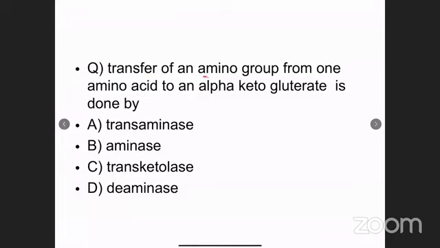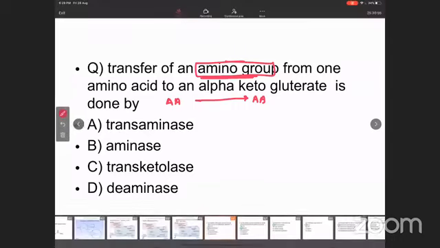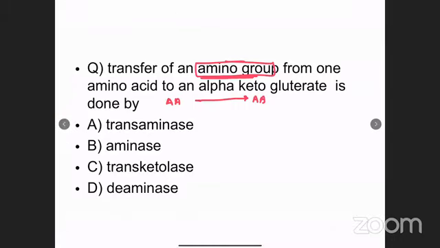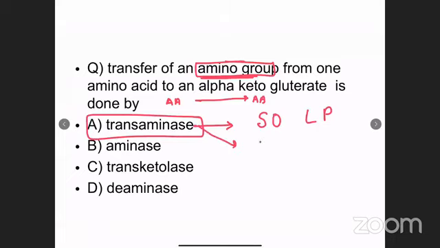When you transfer the amino group from one amino acid to another amino acid, this reaction is called as what? This reaction is called transamination. What is the mnemonic for transamination? Yes, we are going to use SOLP. What is the coenzyme? Coenzyme is PLP. It also stands for vitamin B6. PLP or B6.